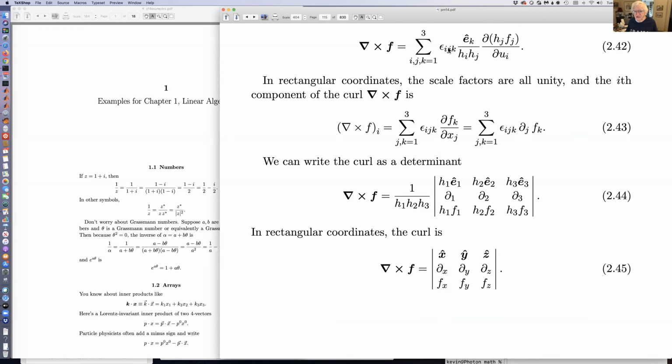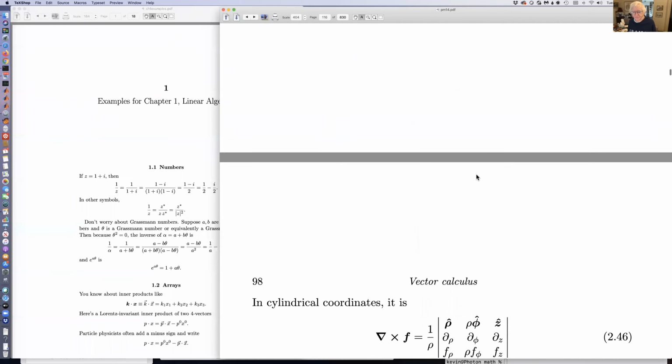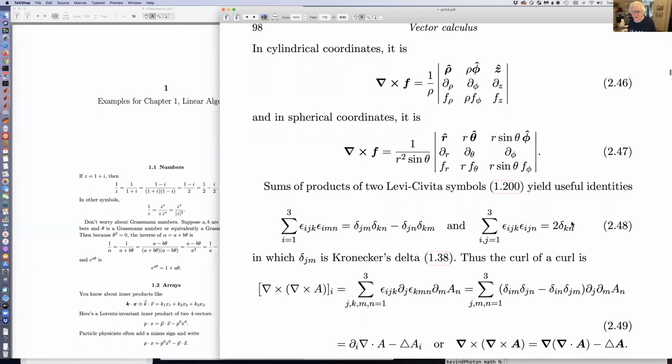Since there's an epsilon here, we can rewrite this whole thing as a determinant, and then it becomes a determinant of the h's, the hi ei hats there, and the partial derivatives there. And of course, you could have had this row on top and then this one and then that one. That probably would make more sense. Anyway, this is the general form in orthonormal coordinates. In rectangular coordinates, we get this. In cylindrical coordinates, we have that. And in spherical coordinates, we have that.